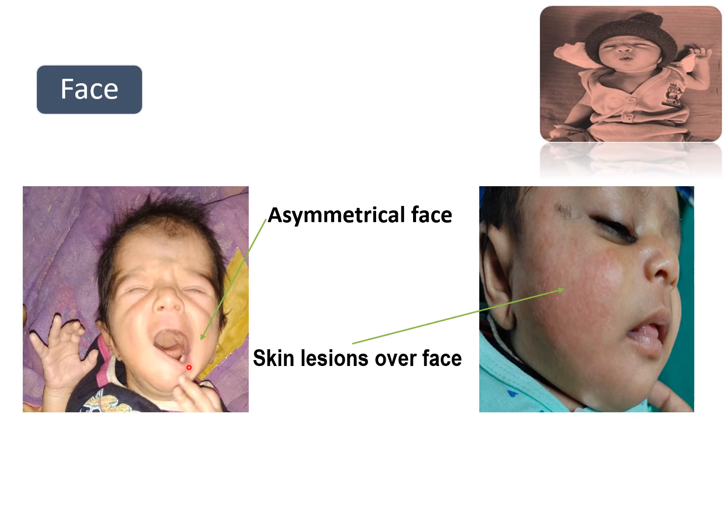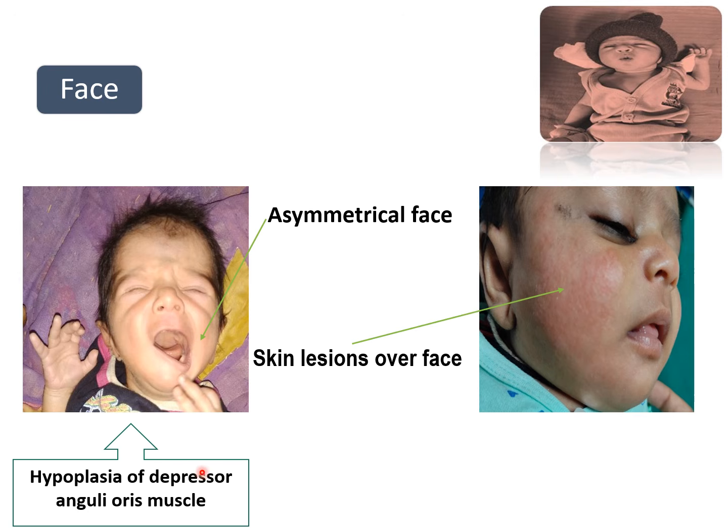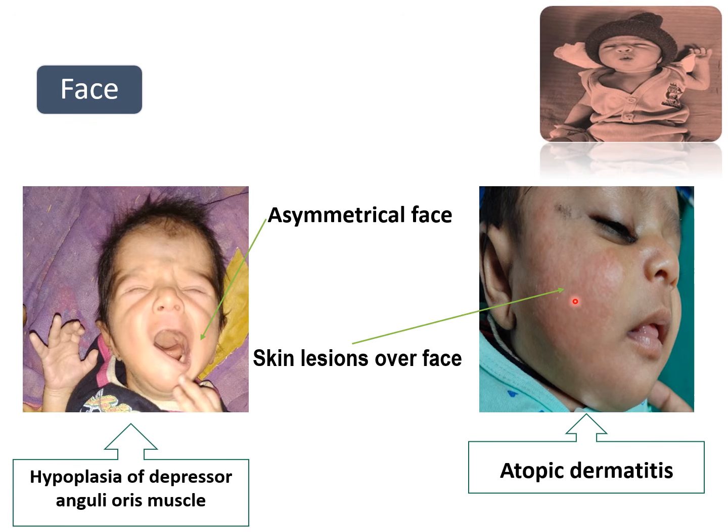Here in this image also you can see baby is having the asymmetrical face because of hypoplasia of depressor anguli oris muscle. I have already explained this in one of my videos. Here you can see baby is having skin lesions over the cheek. This is atopic dermatitis, and details of atopic dermatitis I have already explained in one of my videos.